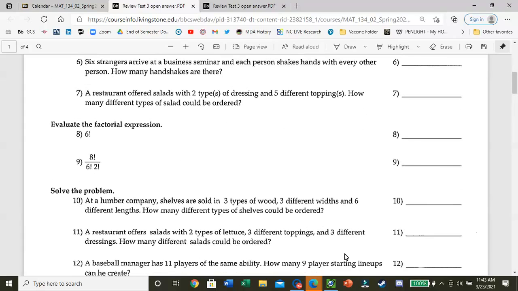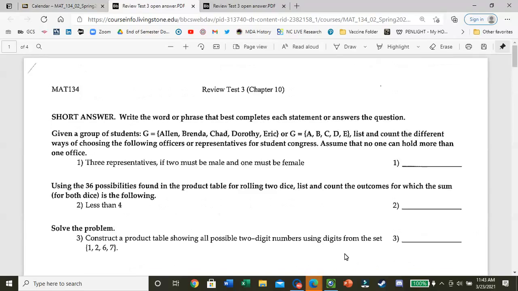Okay, 6 strangers arrive at a business seminar. Each person shakes hands with every other person. How many handshakes are there? Questions with that? Yes, no? Okay, if there's no questions, we'll move on.